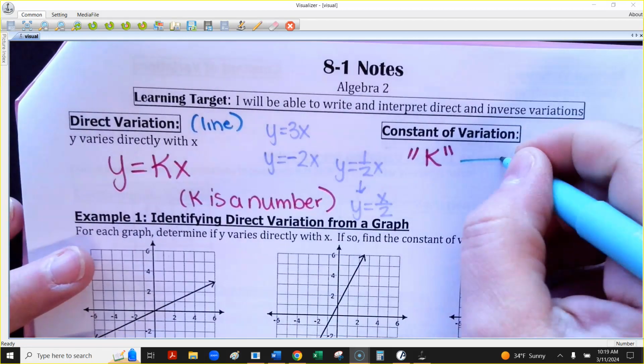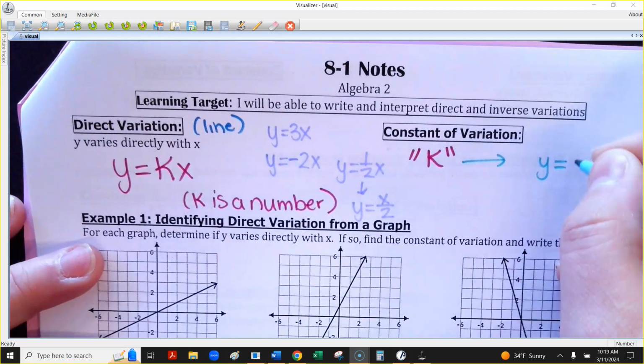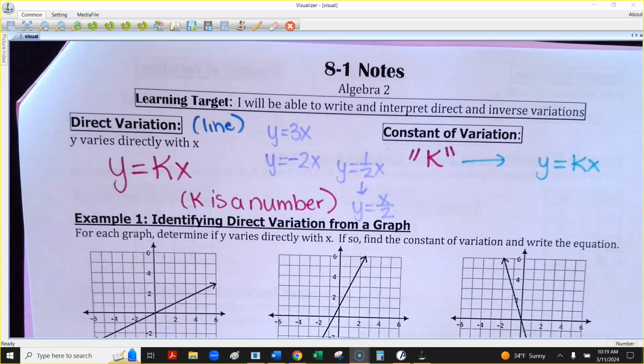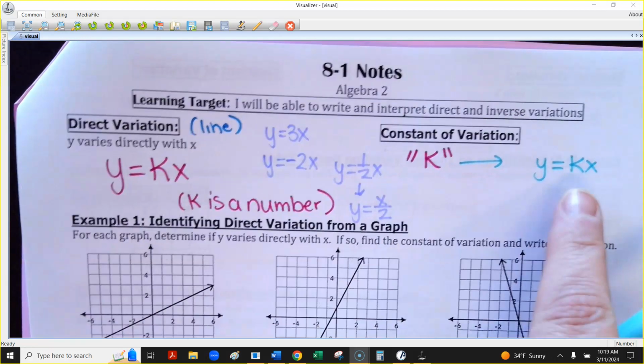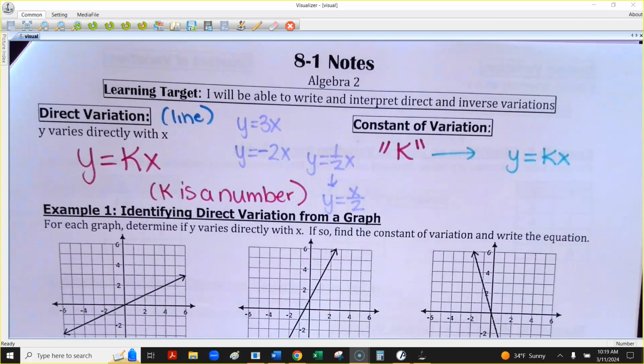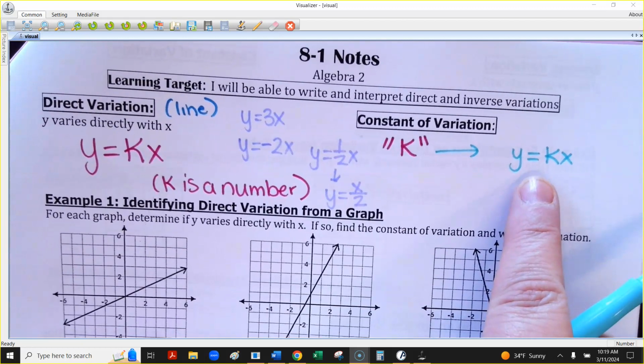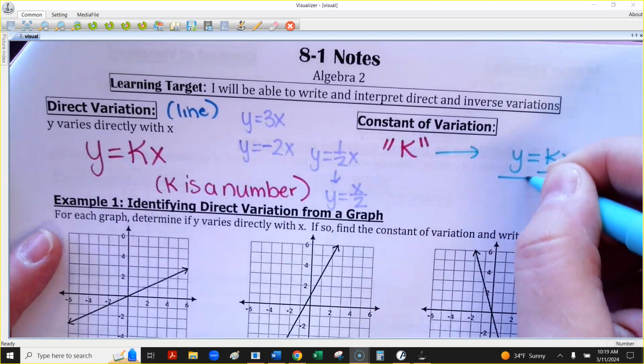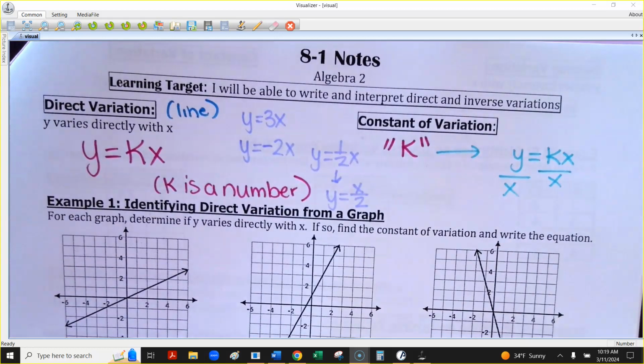So if I took y equals k times x and I solved that, or I got k by itself on one side, what would that look like, or what would you do? If I just had y equals k times x, if I told you let's get k by itself, what would you do? Divide by x.